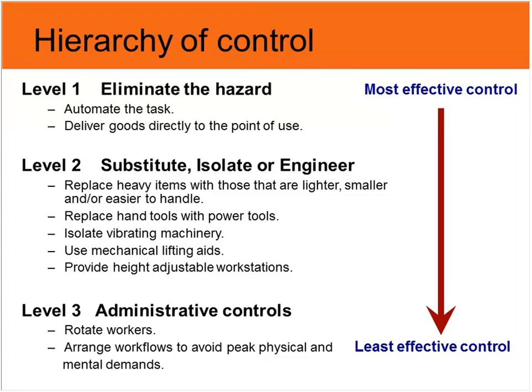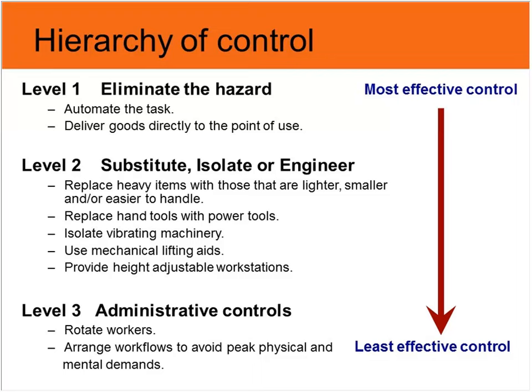measures. For example, if you brought in a new mechanical lifting aid, so that would be a level 2 control, then you could use an admin control like training your workers in how to use that lifting aid to support that higher level control. So people do often ask about the cost when it comes to implementing controls and what the expectations are around that.